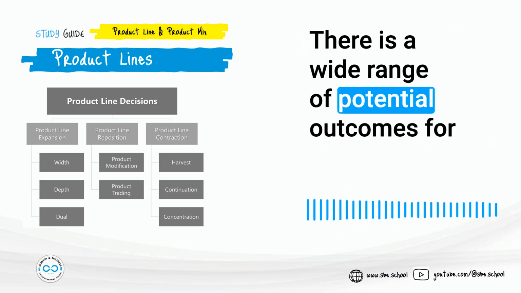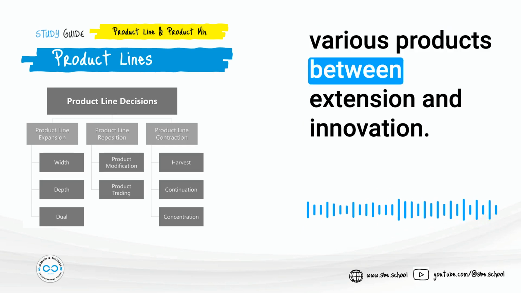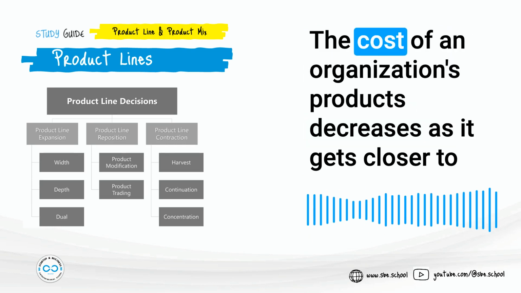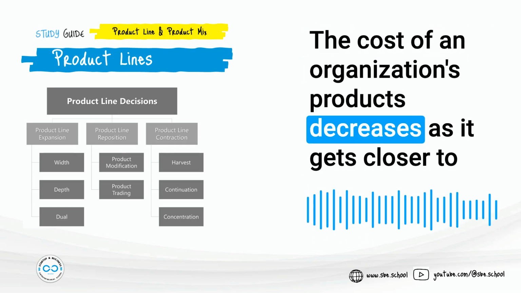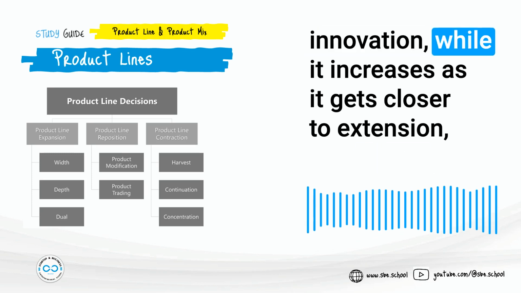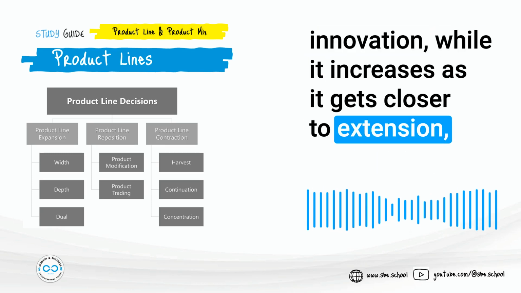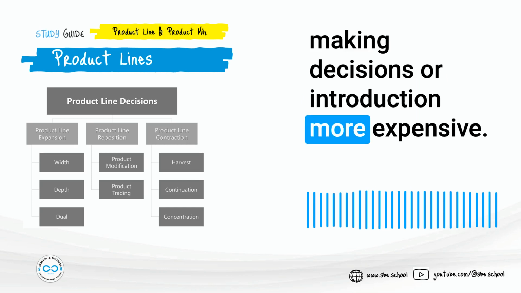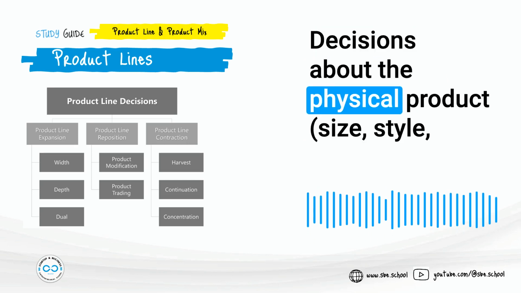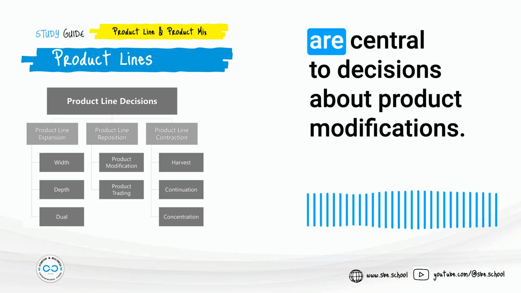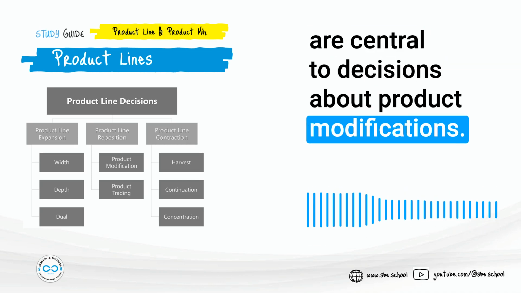There is a wide range of potential outcomes for various products between extension and innovation. The cost of an organization's products decreases as it gets closer to innovation, while it increases as it gets closer to extension, making decisions or introduction more expensive. Decisions about the physical product and product line management are central to decisions about product modification.